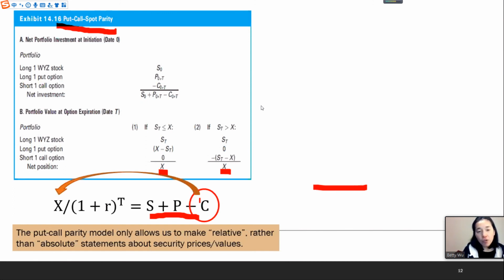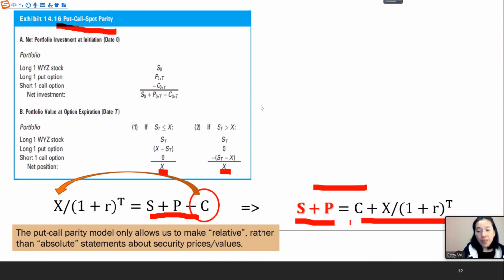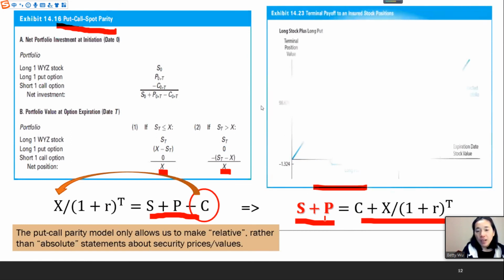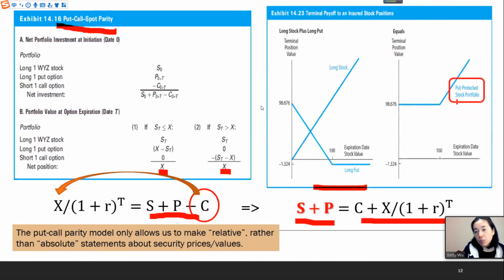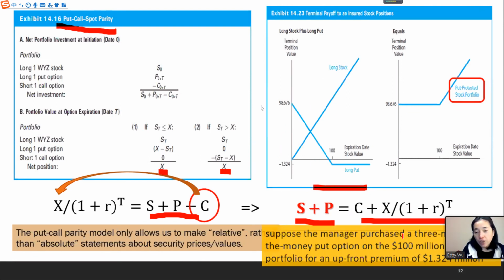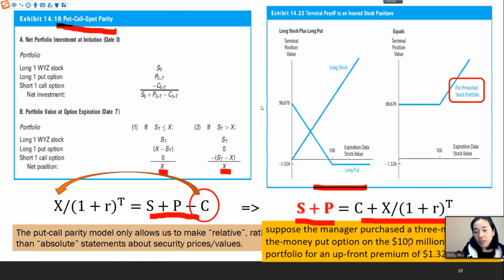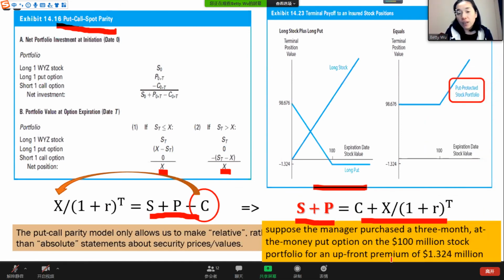And the next thing I would like to do is to move this to the left. And that gives us this. This is a combination of long stock and long put. The combination of these two is called a put protected stock portfolio, or protected put, if you like. Suppose the manager purchases a 3-month at-the-money put option on the $100 million stock portfolio for an upfront premium. So this is the cost for you.